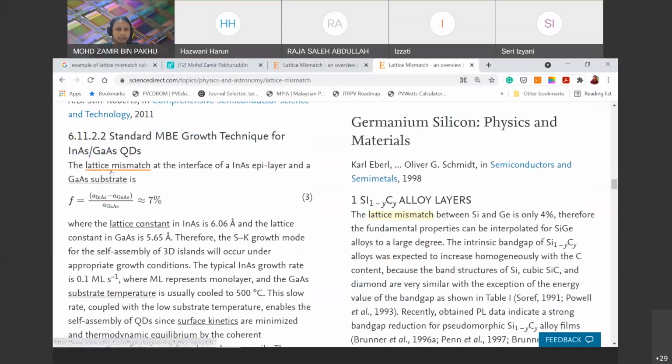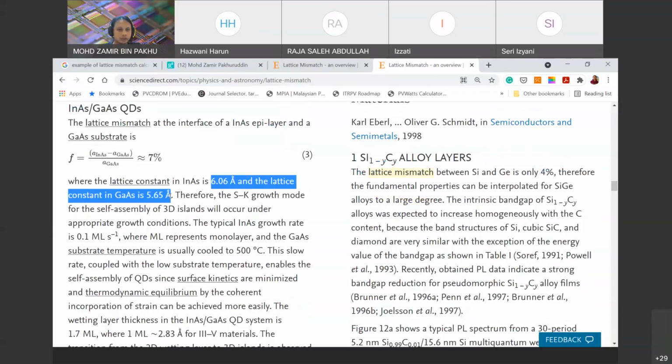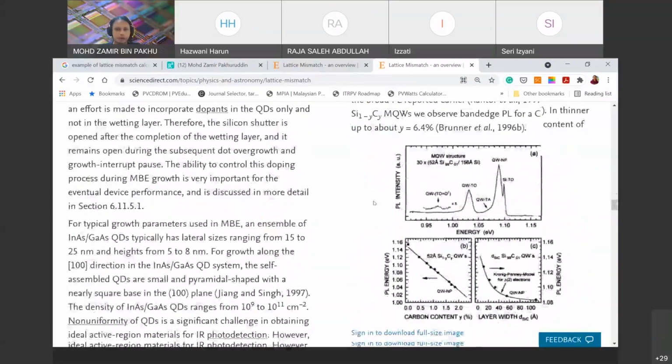So look at the calculation here, the lattice mismatch equation. The lattice mismatch at the interface of the indium arsenide epi layer, the thin layer, on gallium arsenide. So we are now growing InAs on GaAs, on gallium arsenide. The mismatch is given by the lattice constant of InAs, the epi layer or the film, minus the substrate, over the substrate, just like what we did for germanium and silicon just now. That will give us about 7%, which is relatively big, especially if you compare this now with silicon germanium, which is only about 4%. Okay, so the constants are given. Right, have a look here.